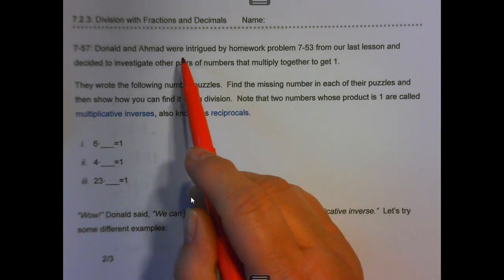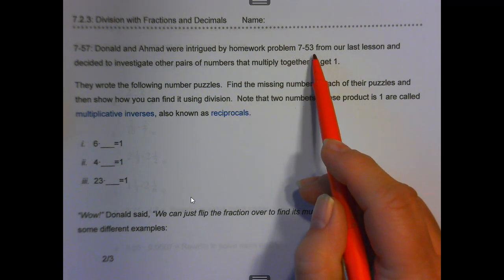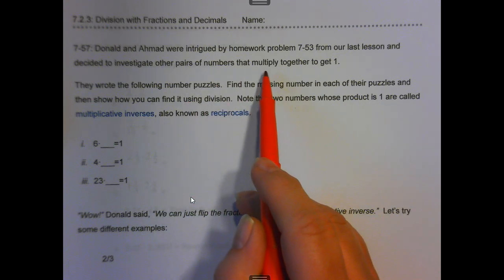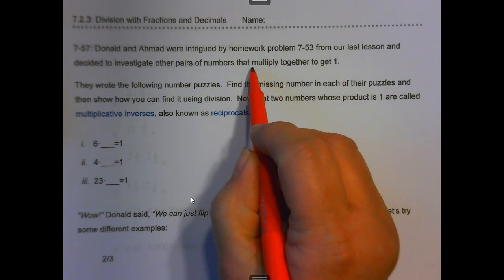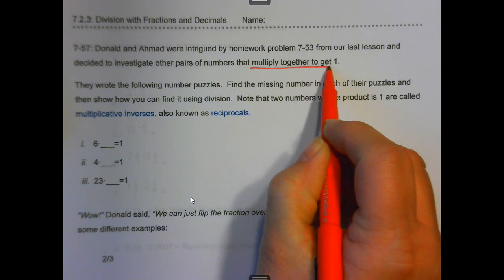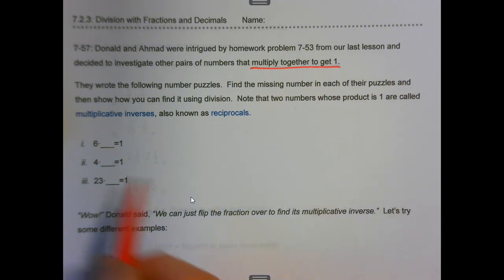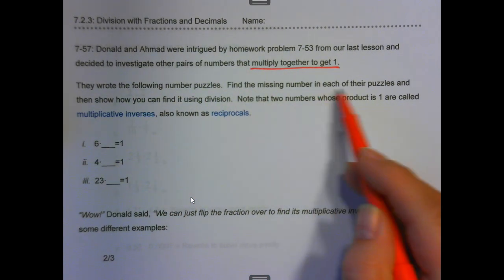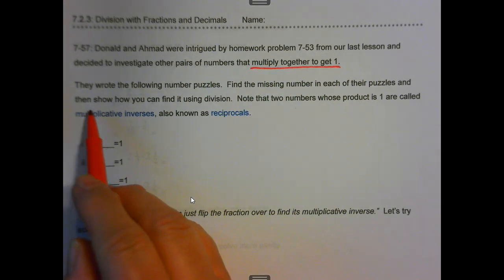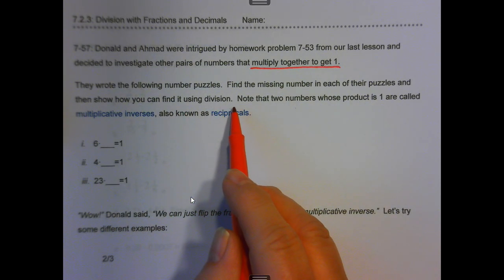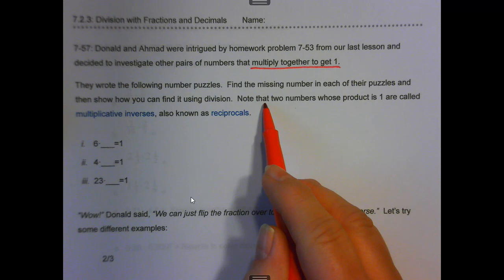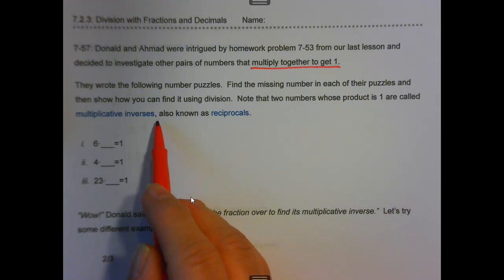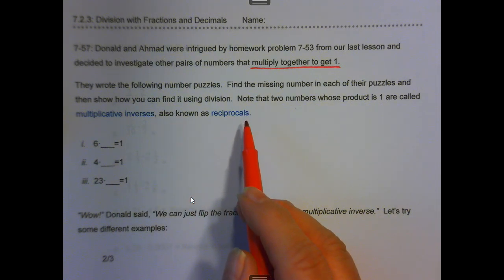You follow along with me, please. Donald and Ahmad were intrigued by homework problem 753 from our last lesson and decided to investigate other pairs of numbers that multiply together to get 1. Important information right there. Multiply together to get 1. They wrote the following number puzzles. We need to find the missing number in each of their puzzles and then show how we can find it using division. Let's take a look for a minute. Two numbers whose product is 1 are called multiplicative inverses, which are also known as reciprocals.